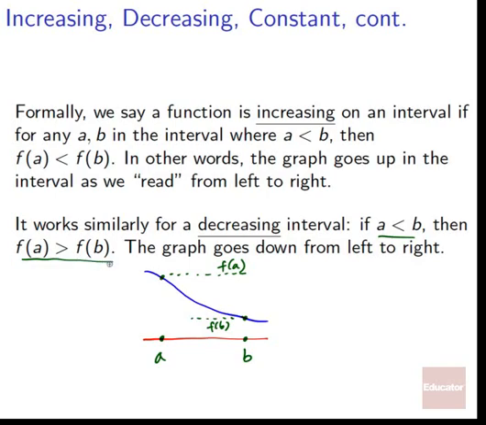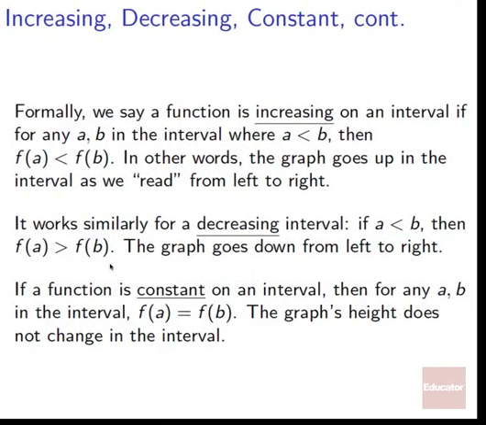So decreasing means we're going down. The graph is going down from left to right. We don't want to get too caught up in this formal idea. For some interval, if we were to pull out any two points, the one on the left will be below the one on the right if it's increasing, and if it's decreasing, it will be above the one on the right. We don't want to get too caught up in this. We more want to think in terms of going up, going down, reading from left to right.